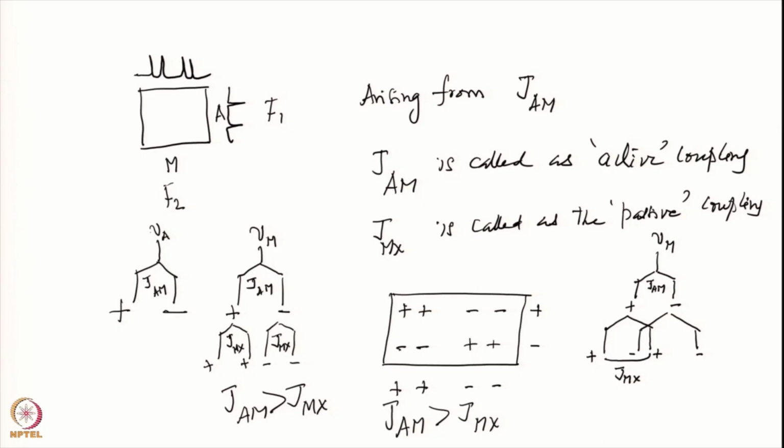So what is the thing we will get? If I want to draw that here below, this side will be plus minus as before, but now this will be plus minus plus minus and this will be minus plus minus plus. So this is the case when JAM is smaller than JMX.